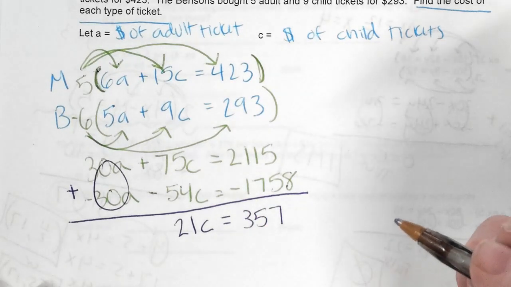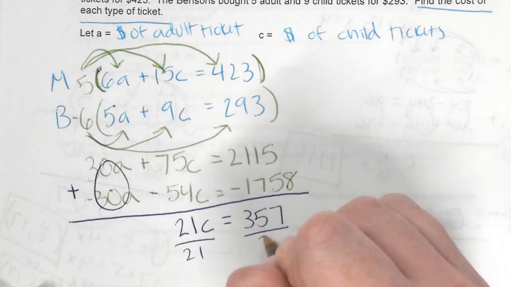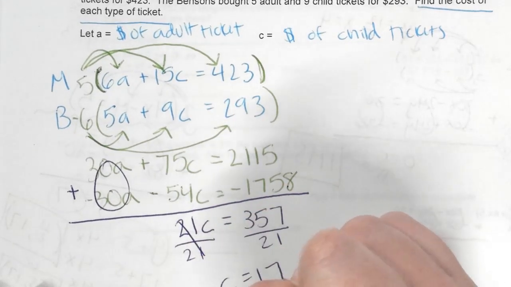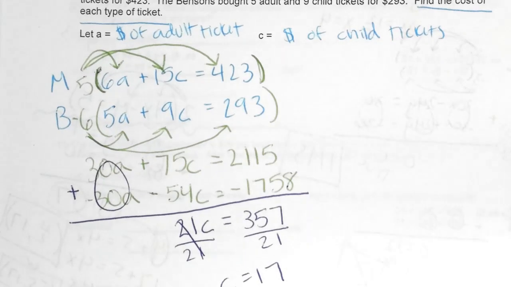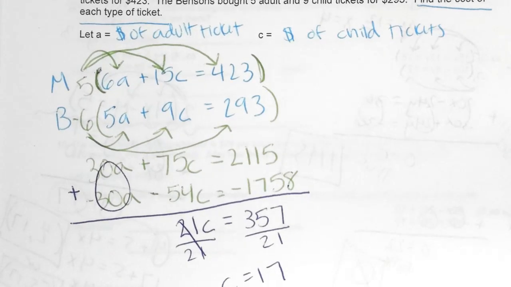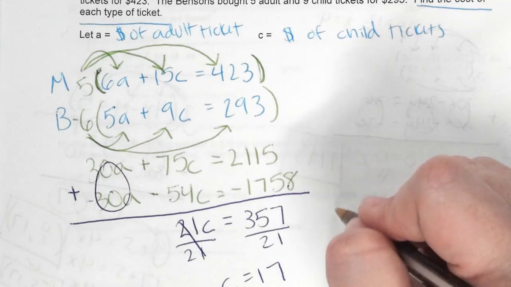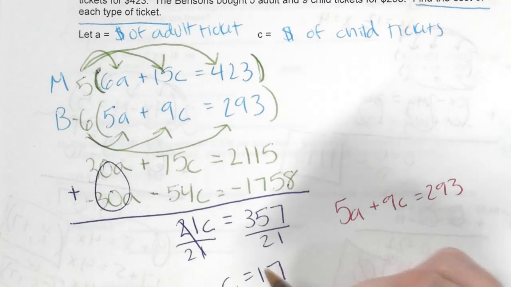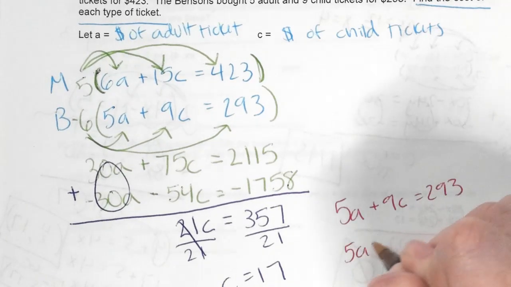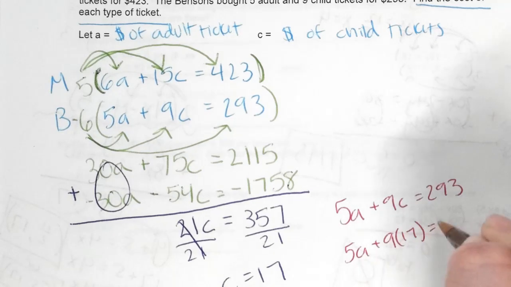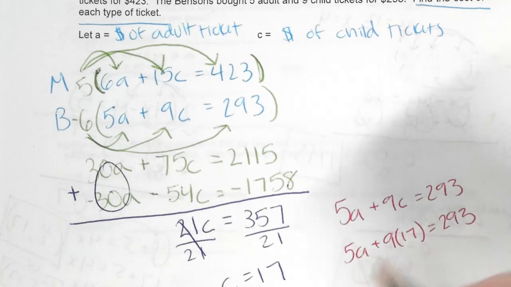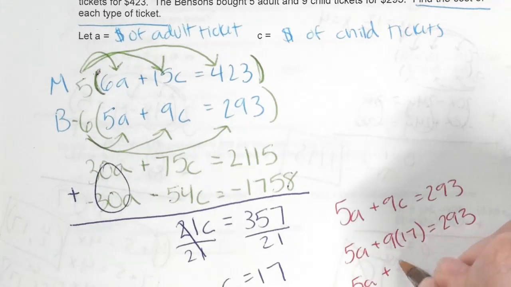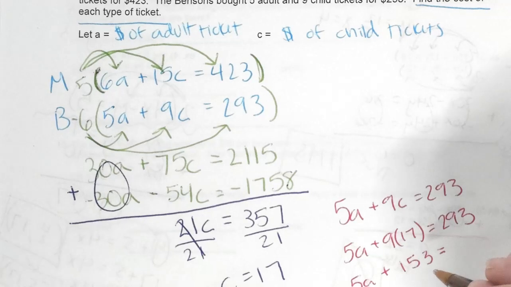Now, how do I solve that? Divide by 21. I get C equals 17. And now we have to use one of the original equations, it doesn't matter which one. I'm going to use the second one because it has smaller numbers. 5A plus 9C equals 293, and we're plugging in C is 17. So that gives me 5A plus, if I multiply that, I get 153. And that still equals 293.